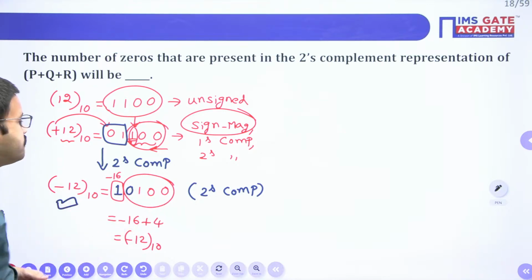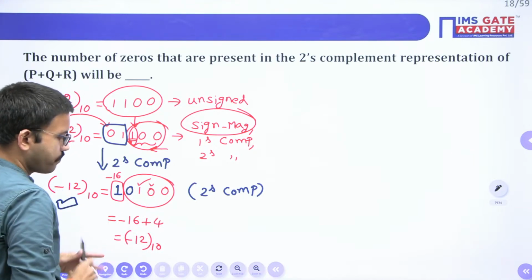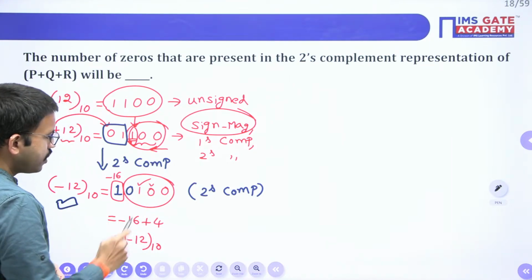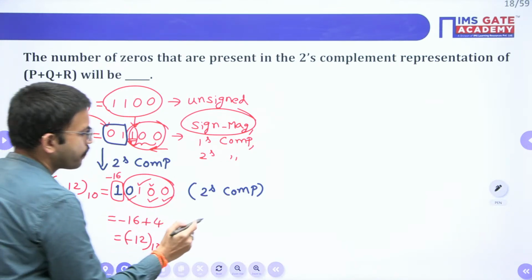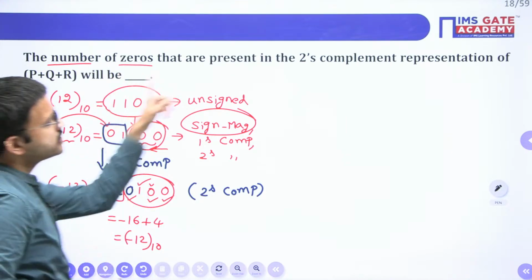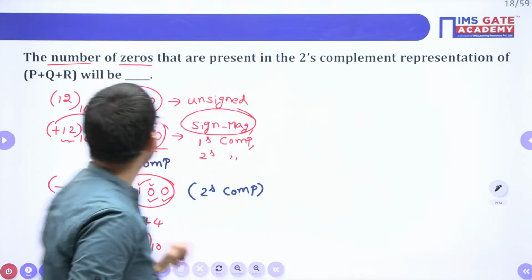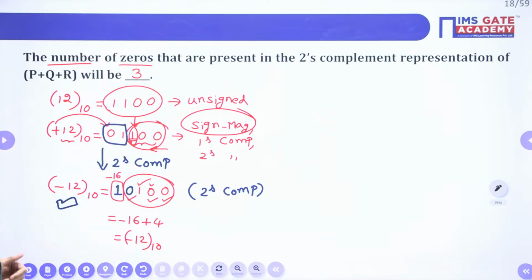What is the question? In this particular number, how many zeros are you having? So you are having 3 zeros. So the question is the number of zeros that are present in the 2's complement representation of P plus Q plus R. So the final answer for this question is 3.